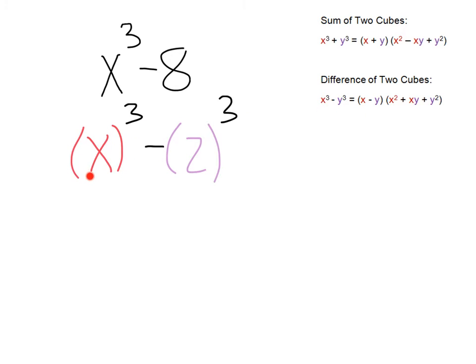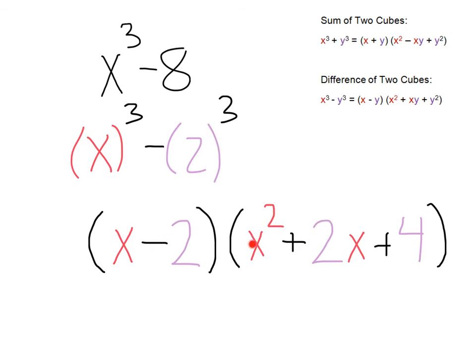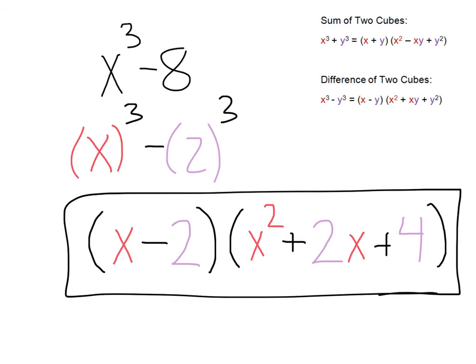So let's go ahead and use our x and our 2 to follow along with what we're going to use to factor this out. First, we're going to have x minus 2, that's the same sign, times x squared plus, the opposite sign, x times y, or 2 times x, plus 2x, plus it would be y squared, so that's going to be 2 squared, which gives me 4. This is our factored answer, and you can see our signs are the same sign, opposite sign, and then always positive.